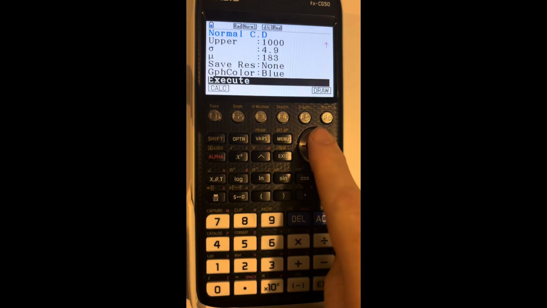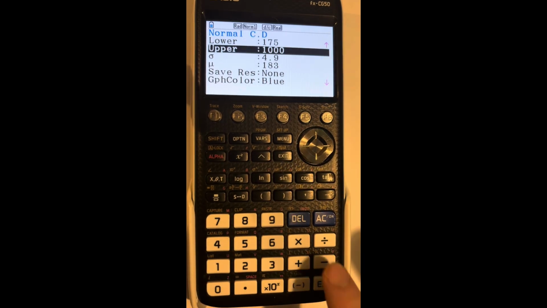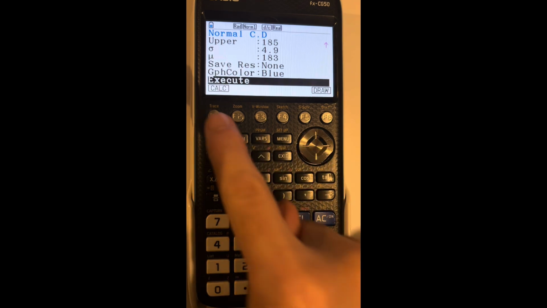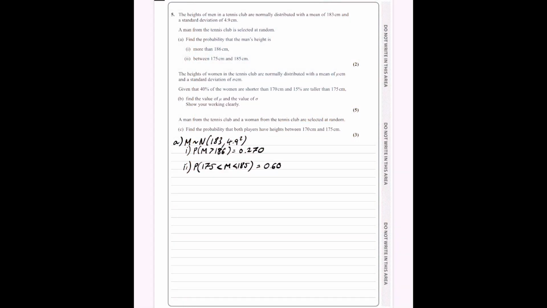For part 2, we're looking for picking one at random in between 175 and 185. So a small amendment to the calculator, just set the upper and lower. So the lower is 175, the upper is 185, and we can get a probability of 0.607.